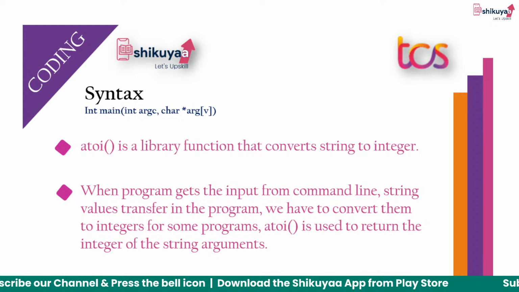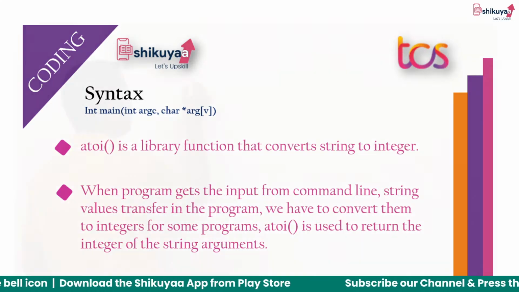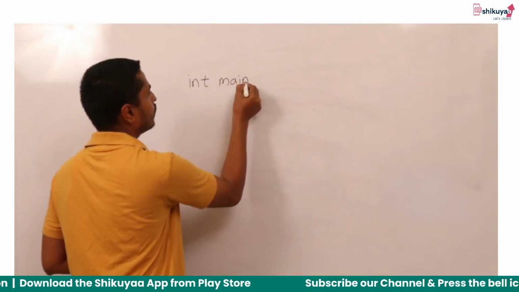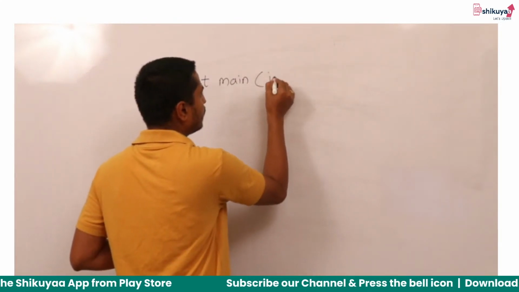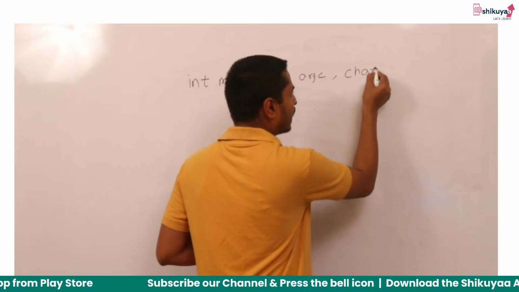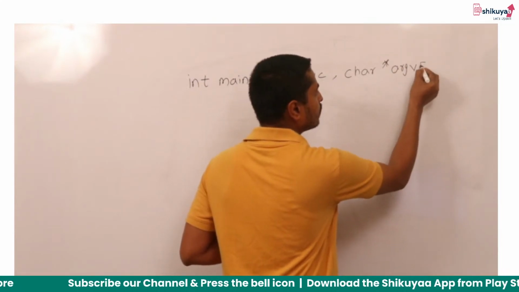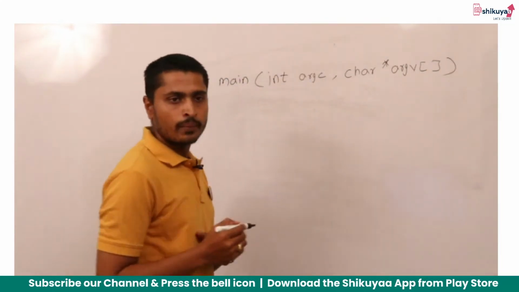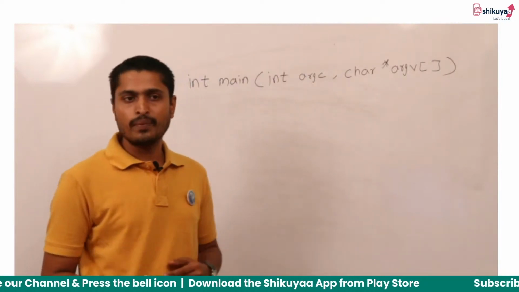Yeah, so we'll see the syntax. What is the syntax for this command line argument programming? We will see 2 examples so that you can understand how it exactly works. Int main. This is a declaration of the main function. In that there will be int c, comma, then the next is of character type and it is a pointer. So this is the basic syntax.